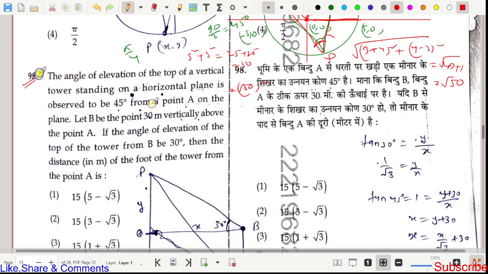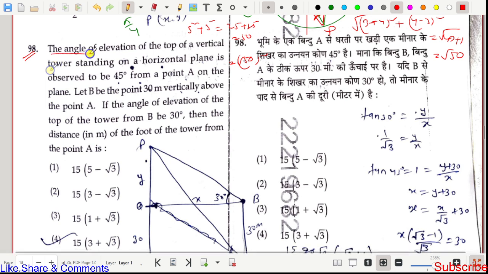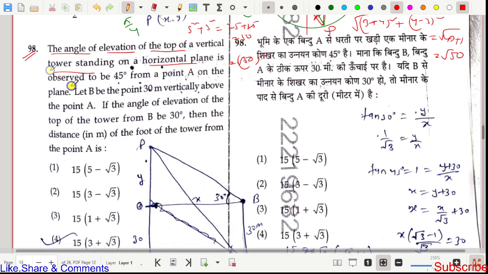So the next question, question number 98. The angle of elevation of the top of the vertical tower standing on the horizontal plane is observed to be 45 degrees from a point A on the plane.